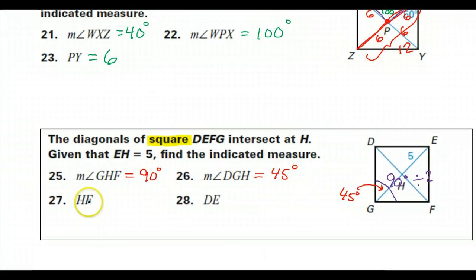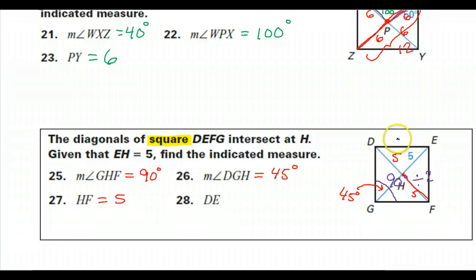Okay, what about HF? HF, like I mentioned earlier, is going to have to be 5. HF is this distance right here. But because the diagonals are congruent and the diagonals bisect each other, all these pieces are going to have to be 5. 5, 5, 5, and 5, including HF. Let's see, what about DE?